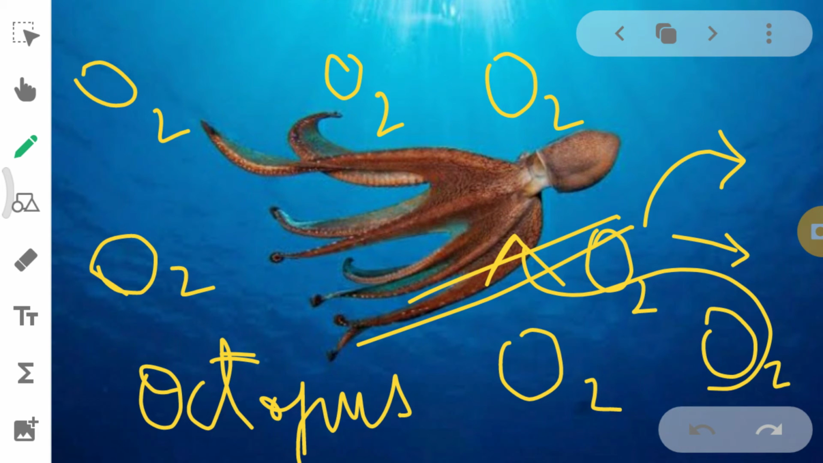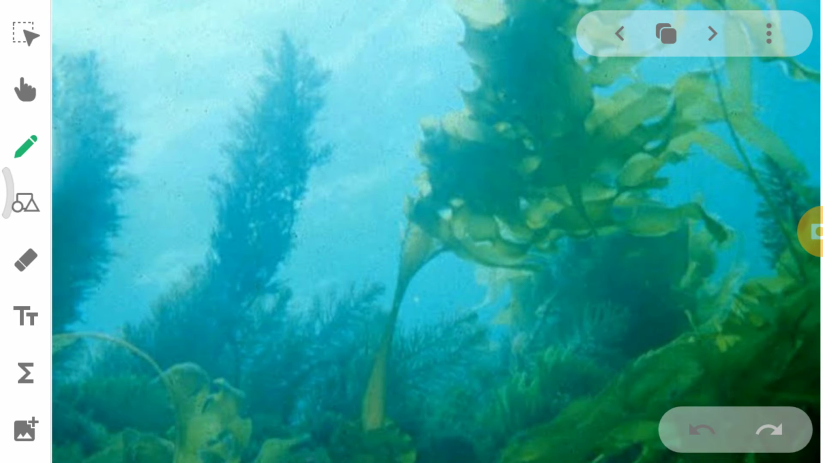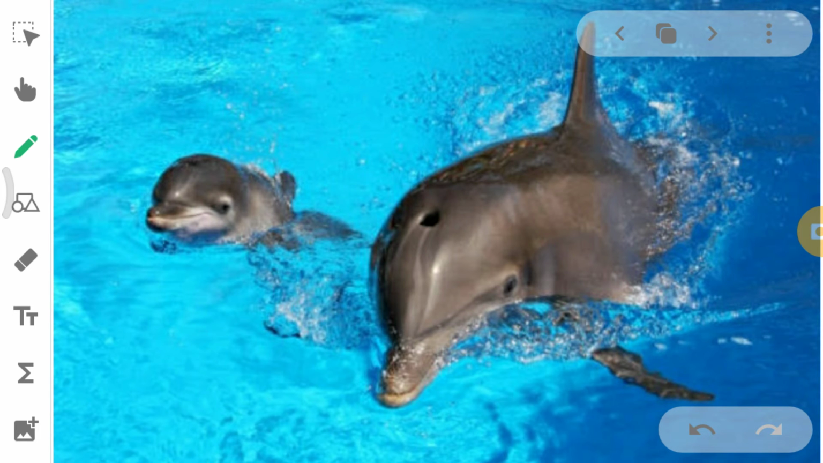And there are some sea animals like dolphins and whales that do not have gills. So they should have some other alternative, right? Yes, they have adapted a special feature. They breathe in air through the nostrils or the blowholes that are located on the upper parts of their heads. This allows them to breathe in air when they swim near the surface of water.